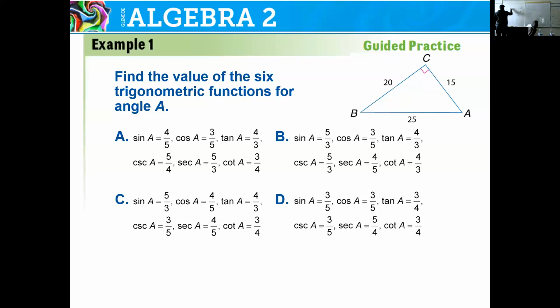Cosine of A is the adjacent side of 15 over the hypotenuse of 25. So 15/25, which will simplify down to 3/5. Tangent of A is the opposite side over the adjacent side. So 20 over 15, or 4/3.